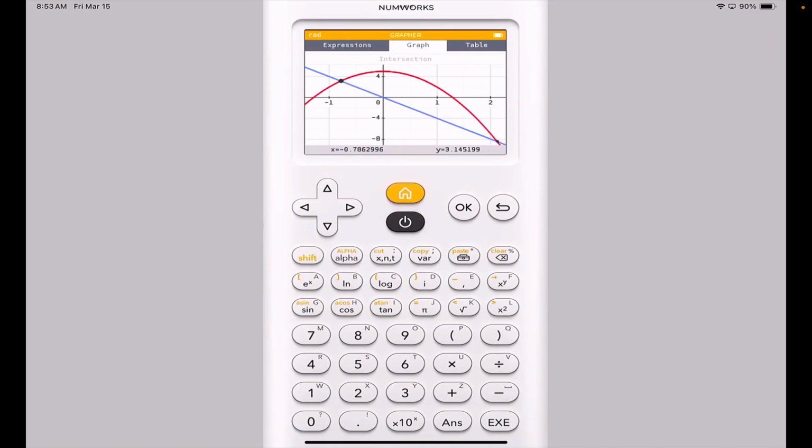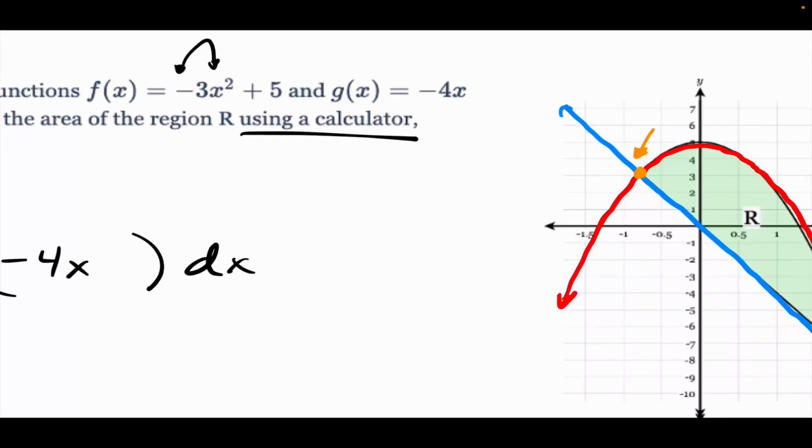Negative 0.7862996, comma 3.1455199. Which number do I want? Both? One of them? Which of those do I want? The x value, right? Because that's my bound. So I'm just going to round that number.